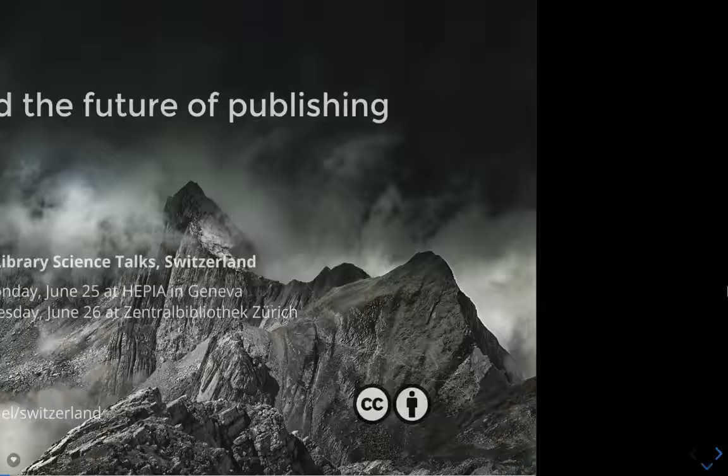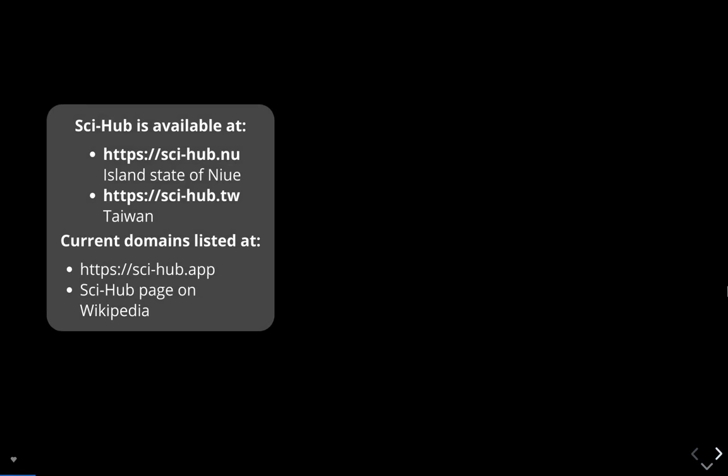What is Sci-Hub? It's a website which is currently available at sci-hub.nu and sci-hub.tw. Now you may immediately recognize that these are sort of obscure extensions. So what is the .nu extension? That stands for the island state of Niue, and then TW is for Taiwan. And actually these have changed a lot because they get taken down, which is something that we'll get into later on.